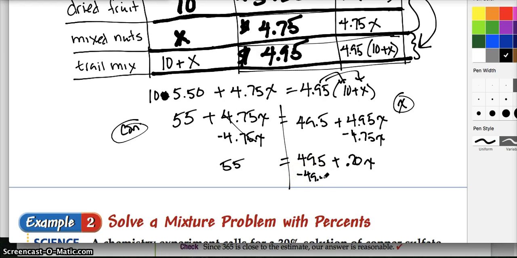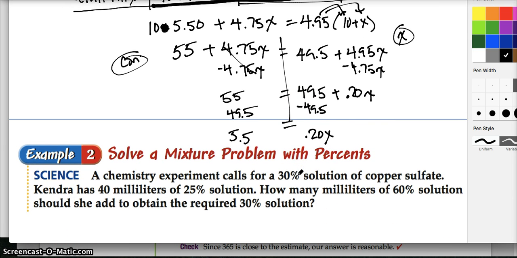And then I'm going to do a little bit of work. I'm going to subtract 49.5 from both sides. When I subtract that from both sides, I end up with 5.50 over here. If I subtract 55 minus 49.5, I get $5.50 or 5.5. And then on this side of the equation, I have 0.20x. I'm going to solve it like I usually would, which is to divide both sides by 0.2. So I get 5.5 divided by 0.2 is equal to x.